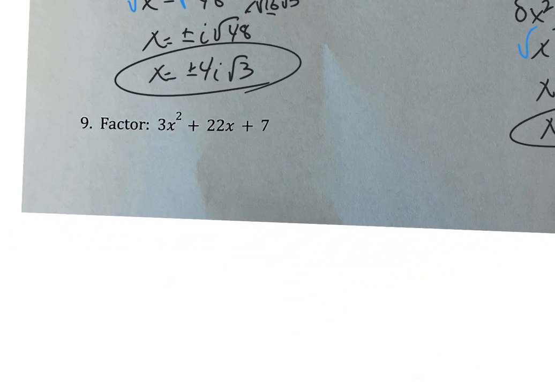Number 9 is, now we're starting the review section. It just says factor. This is obviously slide, divide, slide. So I'm going to slide the 3. I'm going to keep giving you these because this is a big deal. I need you to remember how to factor these like forever.